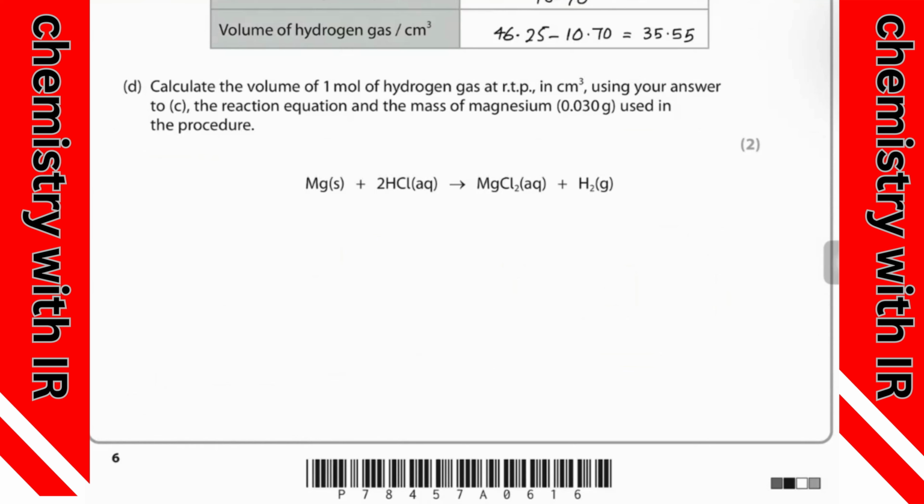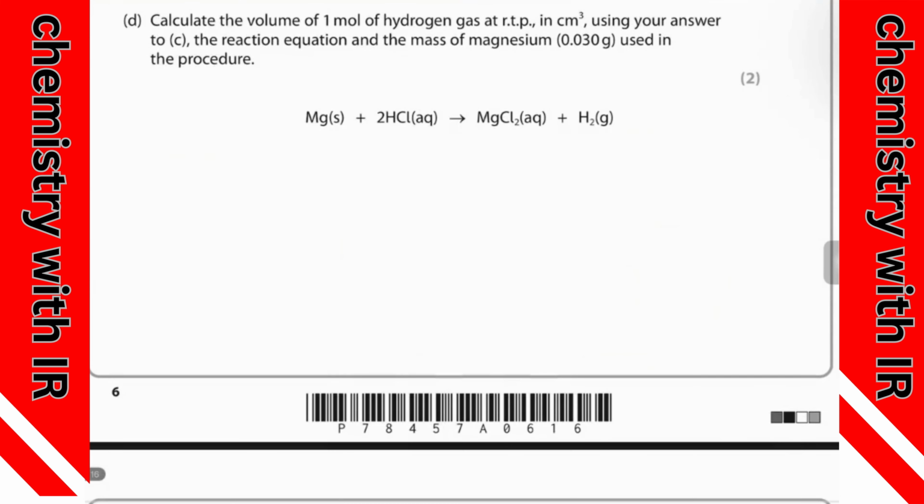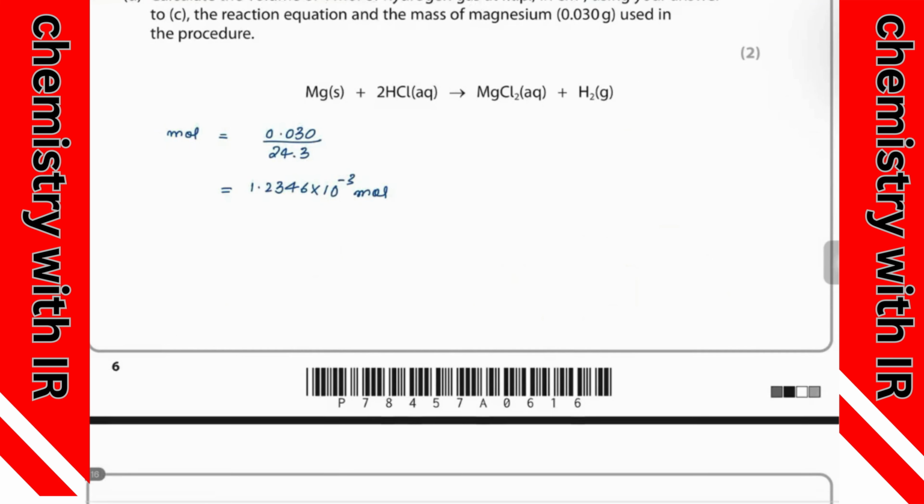Because in this question, we have 2 reactants, magnesium and also hydrogen chloride. Since we know that magnesium is the limiting reactant, I'm supposed to take the mole ratio between magnesium and hydrogen gas. Since we know that the mass of magnesium is 0.03, I can find out the moles first. 0.030 divided by 24.3, I would be getting 1.2346 multiplied by 10 to the power minus 3 mole. This is the mole of magnesium. According to the equation, the mole ratio is 1 to 1 between magnesium and hydrogen gas.